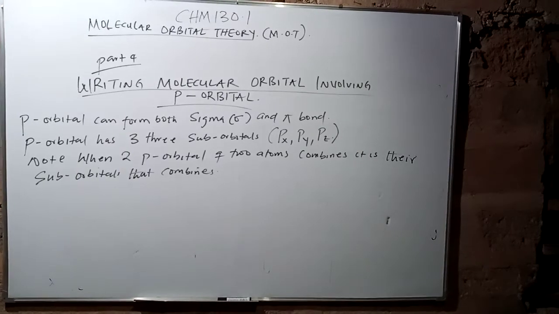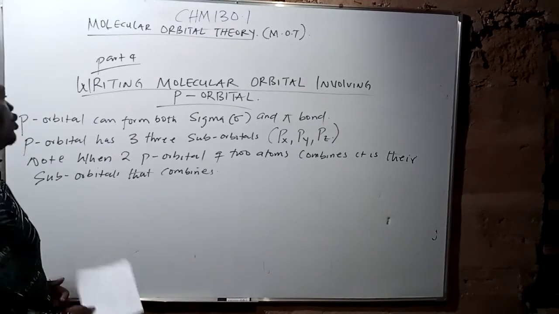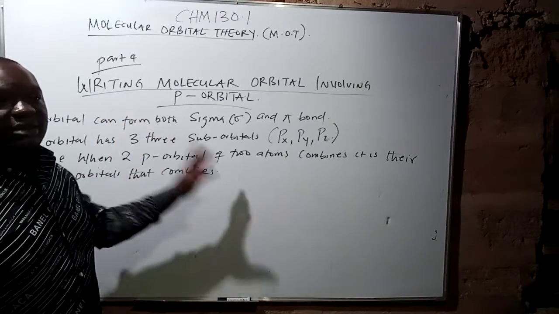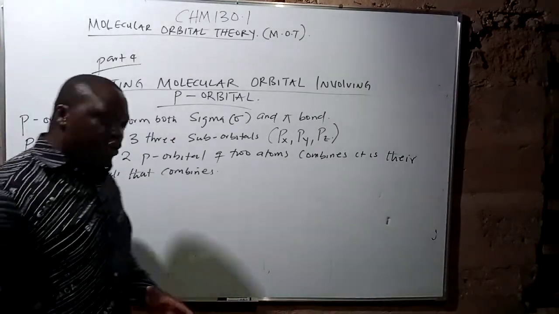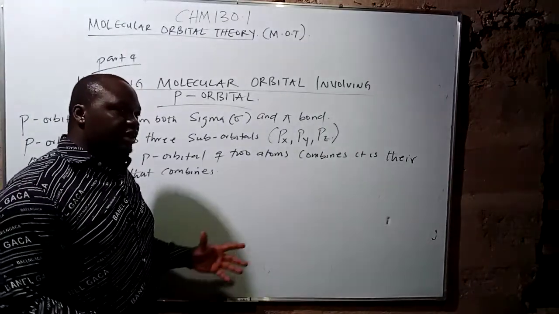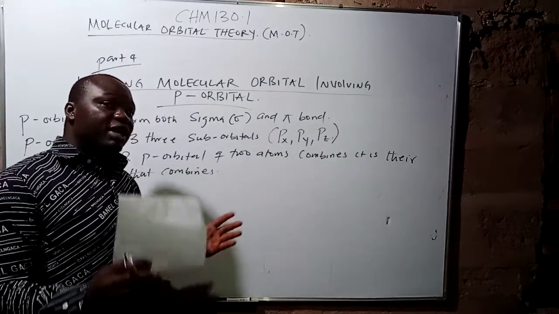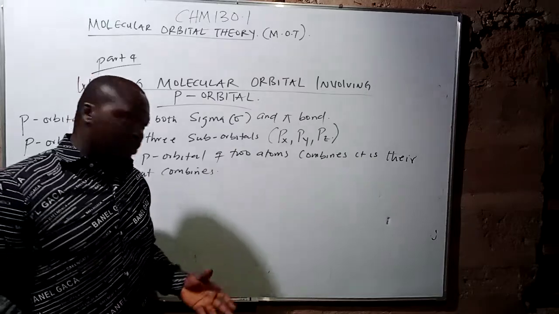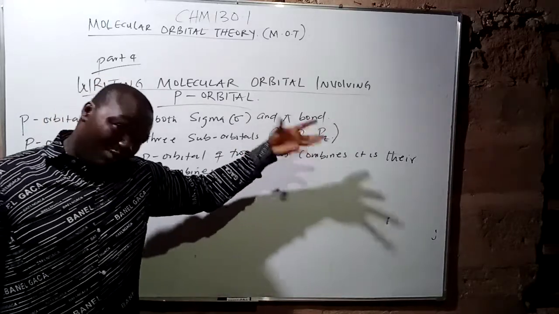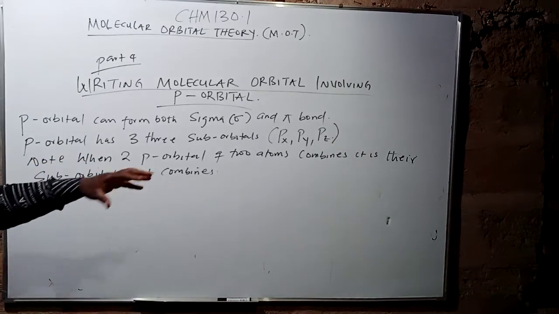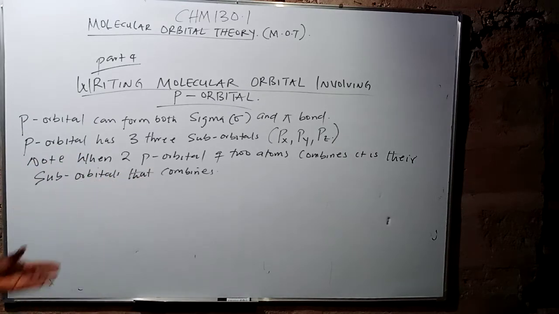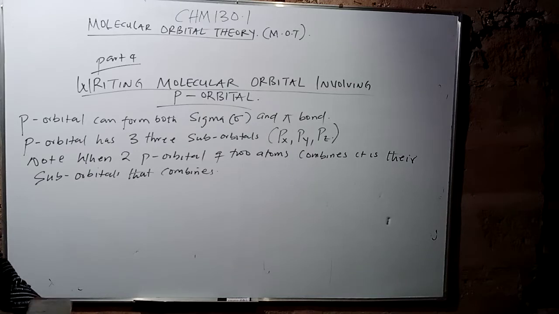Molecular orbitals involving the p orbitals. And like I said, remember the p orbitals can form both the sigma bond and the pi bond. And remember my video on the quantum numbers, I told you that the p orbital is made up of three suborbitals, and that is the px, py, and what? Pz. Now, when two p orbitals of two atoms combine, it is their suborbitals that combine.